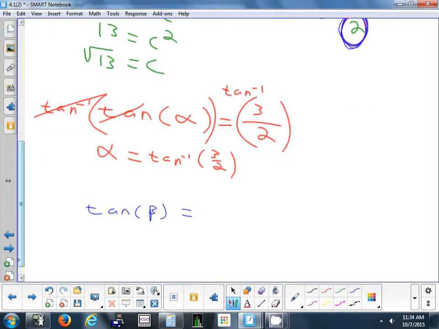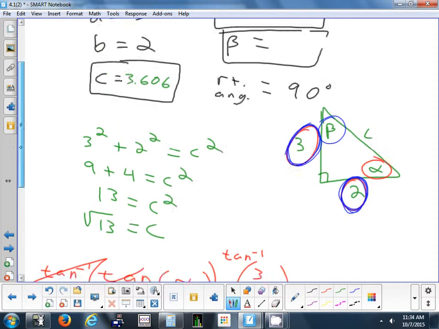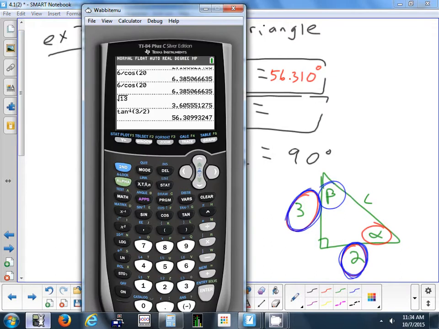So it's tangent of beta equals 2/3. What am I going to do on each side to get beta by itself? Inverse tangent. Yeah, don't say times. I'm just going to take, like take the square root, the inverse tangent on the left and take the inverse tangent of what's on the right. So beta is the inverse tangent of 2/3. And hopefully, if it comes out to 90 minus 56.31, then we definitely did it correct.